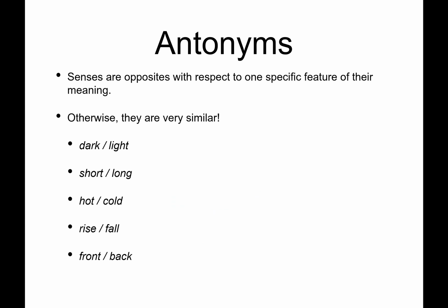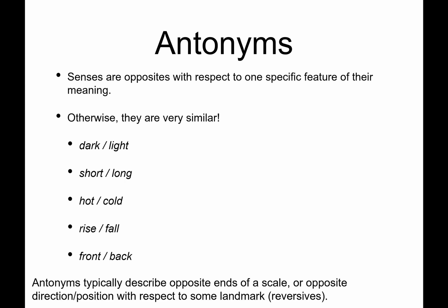Then you can talk about antonyms. So two senses are opposites to each other with respect to a specific feature. Most of the time you have some kind of scale on which these things are put. And for example, in the case of dark and light, which are levels of luminosity, you are on the scale of luminosity.